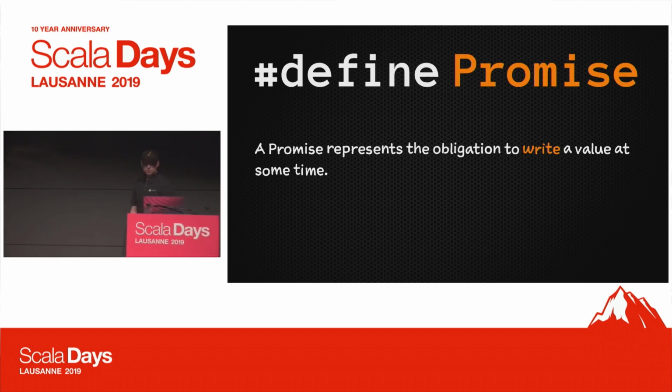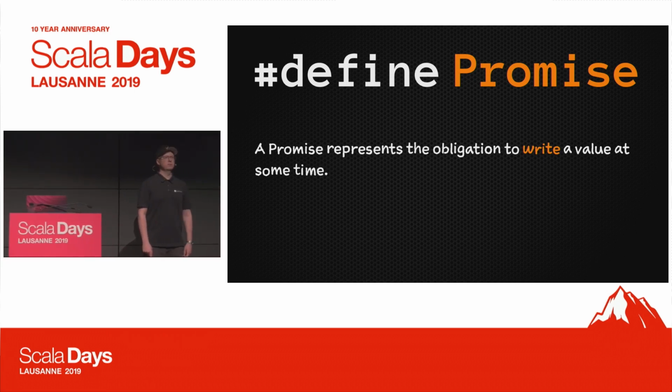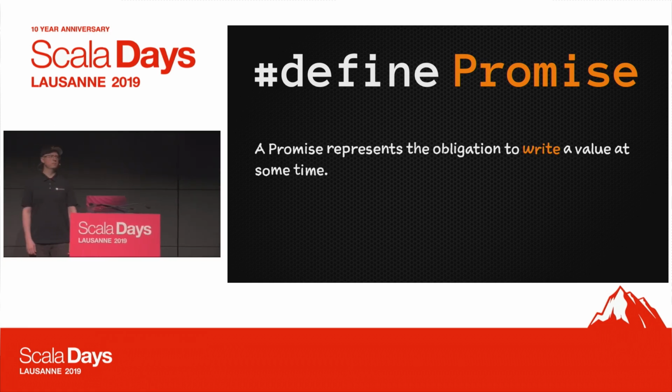And a promise, of course, represents an obligation to write some value at some point in time. Why is this important? If you have a reference to a promise, how do you know what you're supposed to do with it? Well, if you have a reference to a promise, then somebody has given you the obligation to complete it. So unless you hand off that obligation to something else, then it's very likely that if you do not complete that thing, then something will not happen.